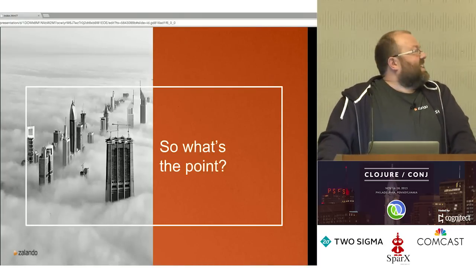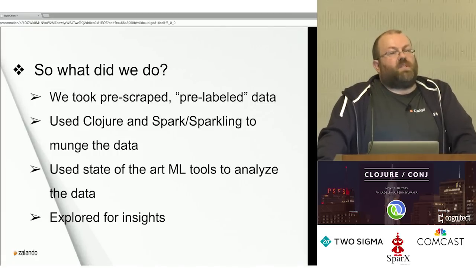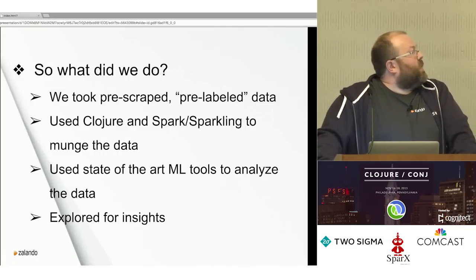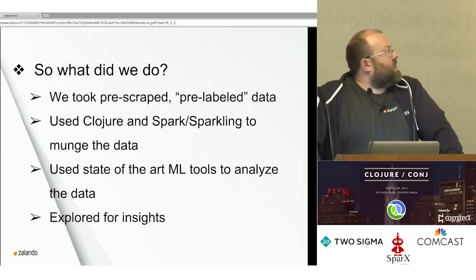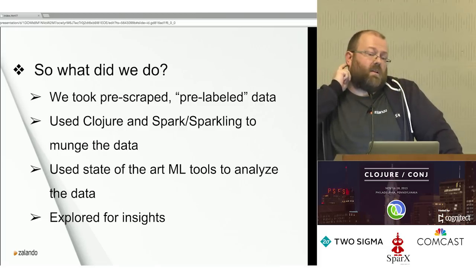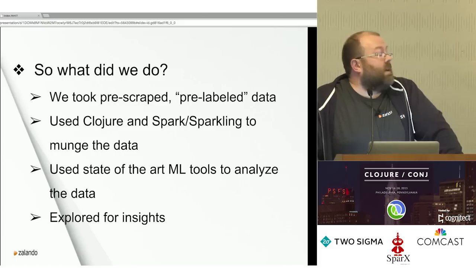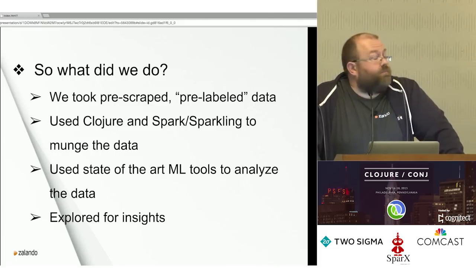So what's the point? What did we do? We took pre-scraped, pre-labeled data from DMOZ and Common Crawl. We used Clojure and Spark and Sparkling bindings to munch the data. We used MLlib and state-of-the-art machine learning tools to analyze the data and explored it for insights.